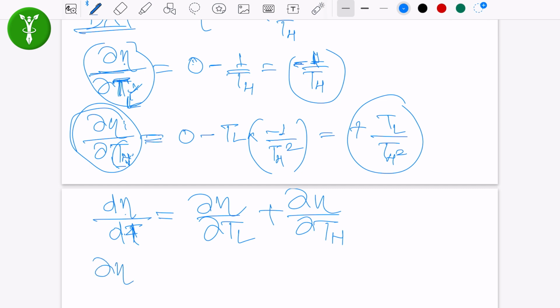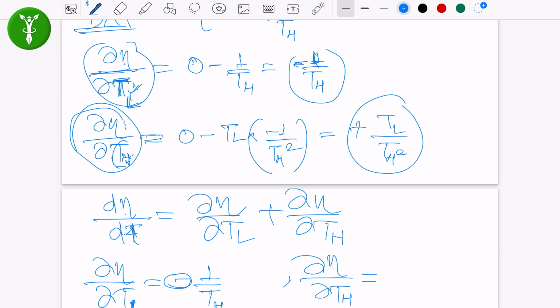So d eta by dTL is equal to minus 1 by TH. What does the minus sign indicate here? We are decreasing the temperature, the lower temperature reservoir temperature. Okay, and what does this indicate? This is indicating 1 by, I am writing it like this, TL by TH.